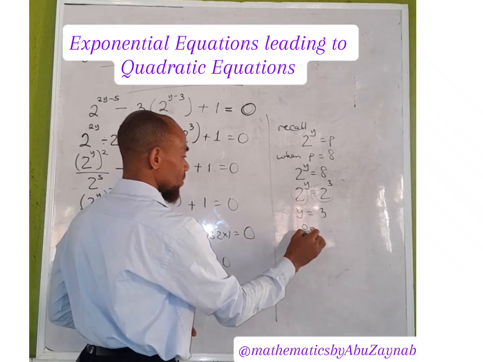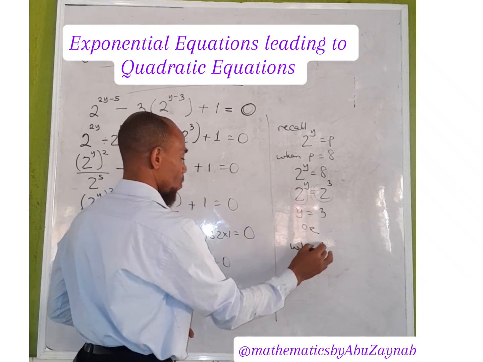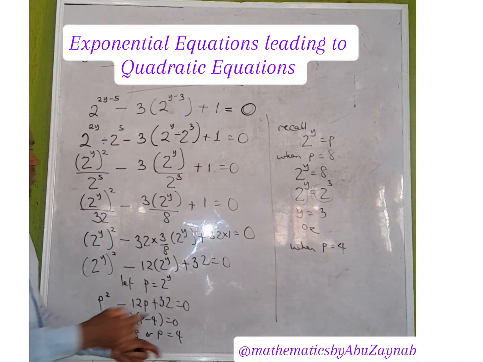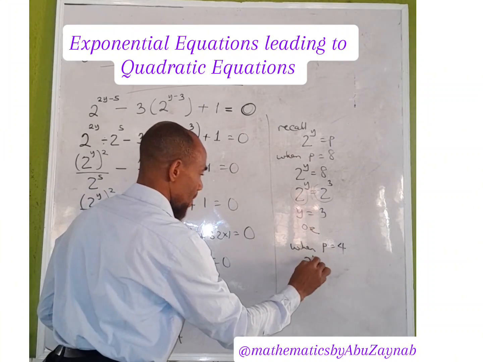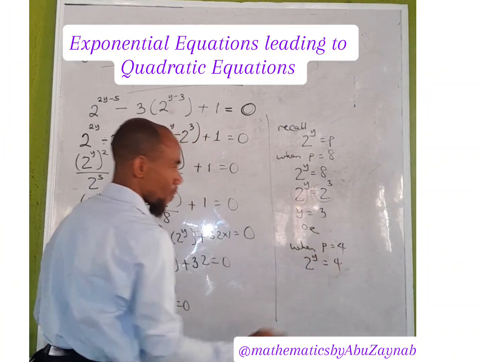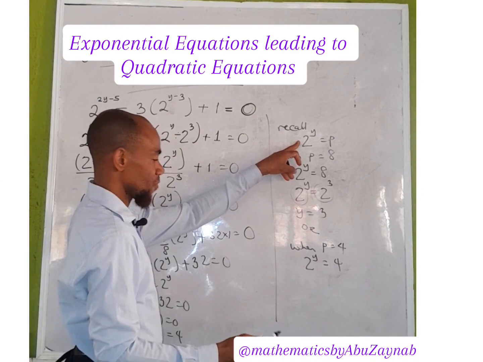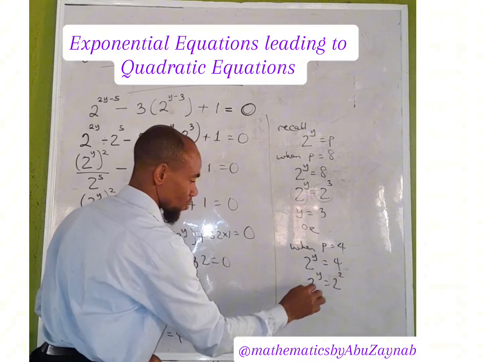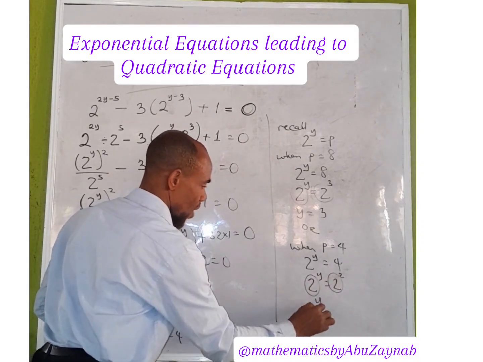On the other hand, when P is 4, the other value of P, again, we have 2 power y equals, this time around, 4. Still using the same substitution. So 2 power y equals 2 power 2. Equating the powers again, y equals 2.